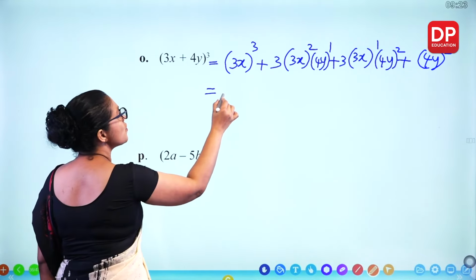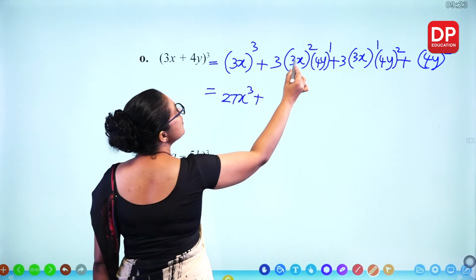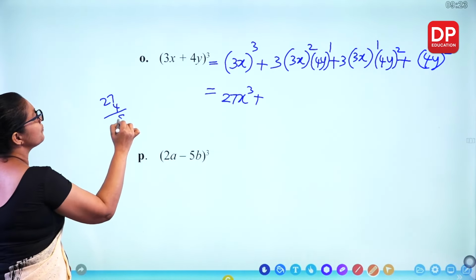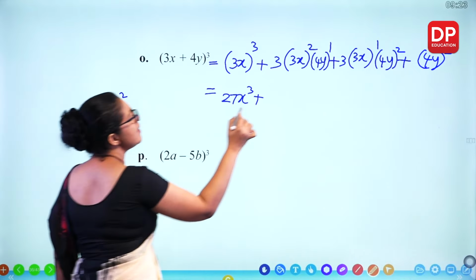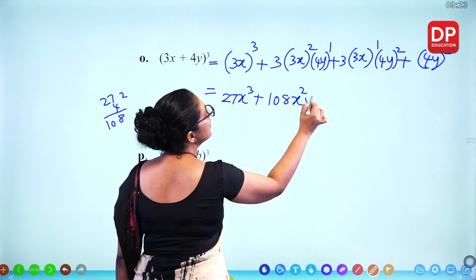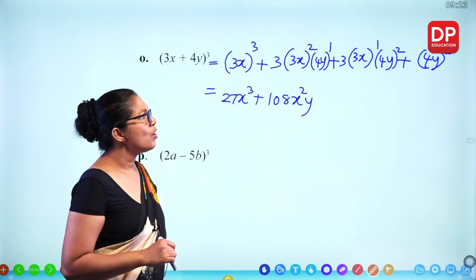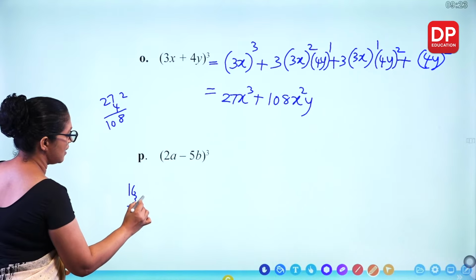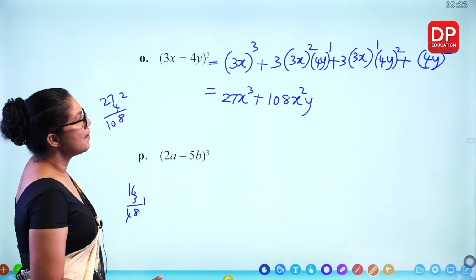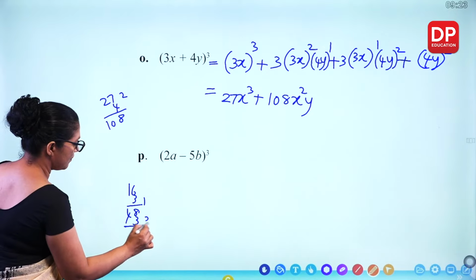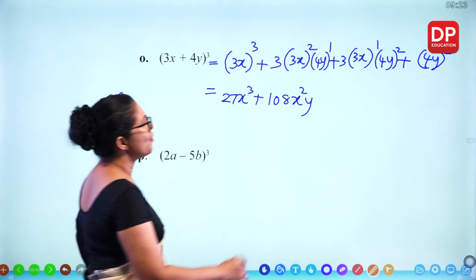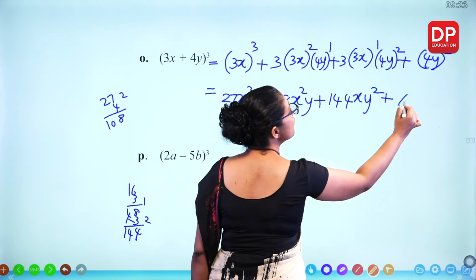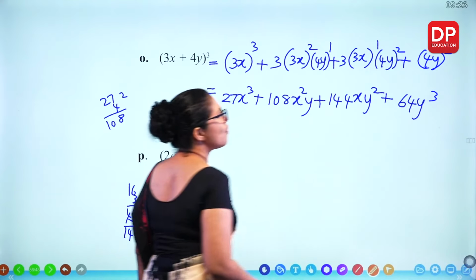3 to the power 3, 27. 3 squared is 9. 9 times 3, 27. 27 times 4. What you get? 108. The other one, 4 times 4, 16. 16 times 3, 48. 48 times 3 again, 144. 4 to the power 3 is 64.